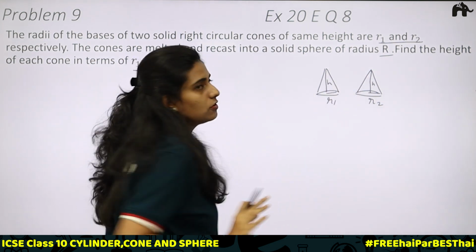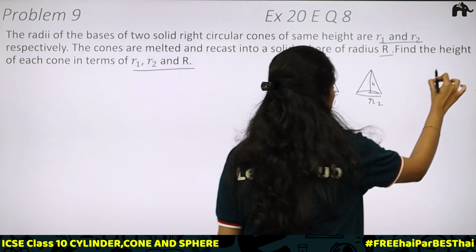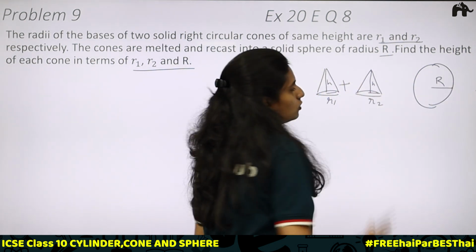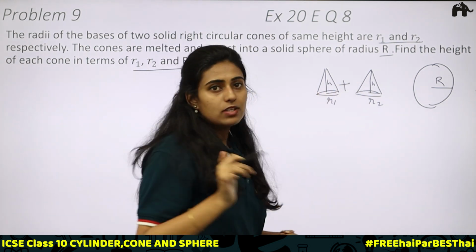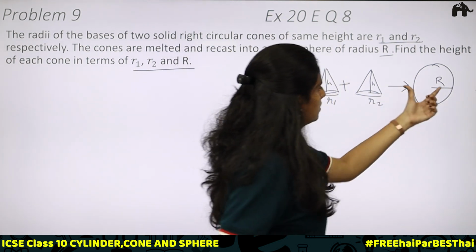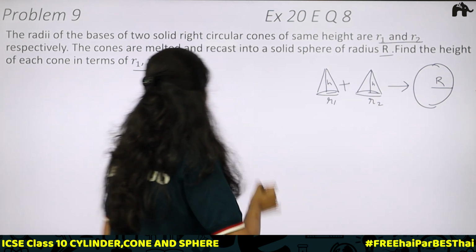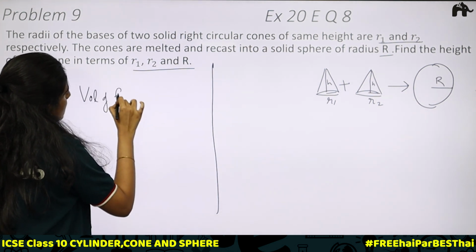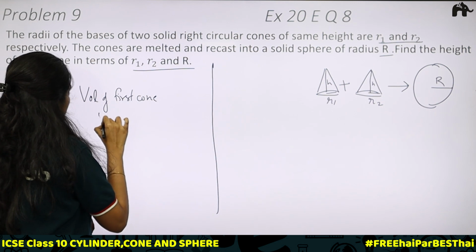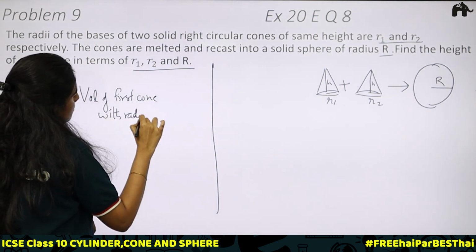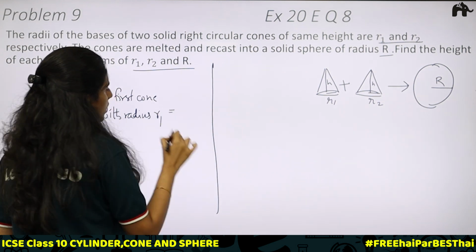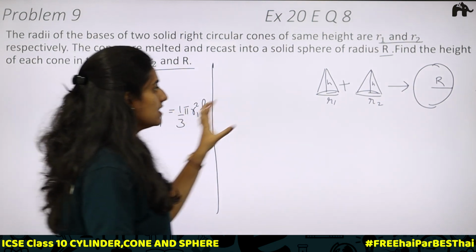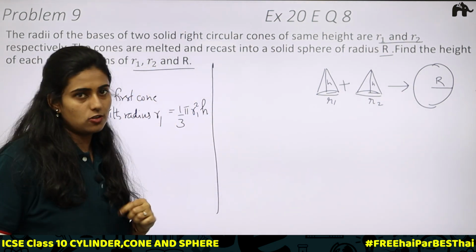So these two cones are melted and recast into a sphere of radius capital R. So when you take the volumes of both these cones and add, we'll be getting the volume of the sphere which is formed. Now, volume of first cone with radius R1 is equal to 1 by 3 pi R1 square h. We have taken h as the height of cone. We need to find what the height of cone is.